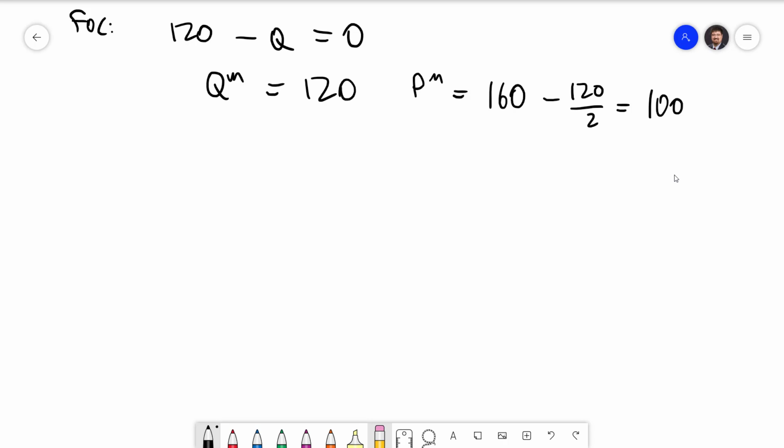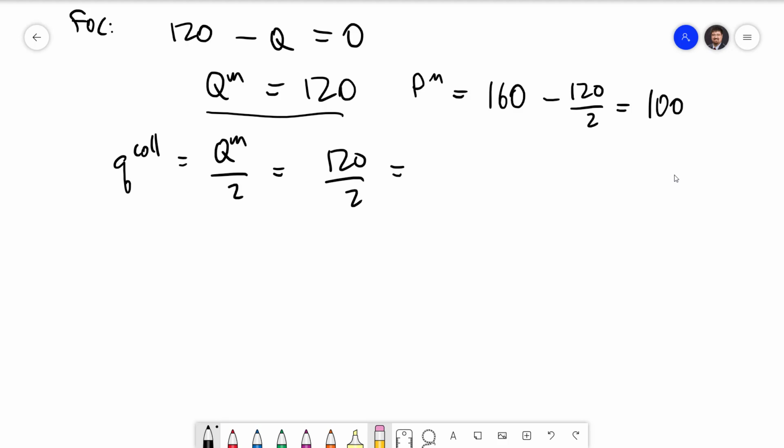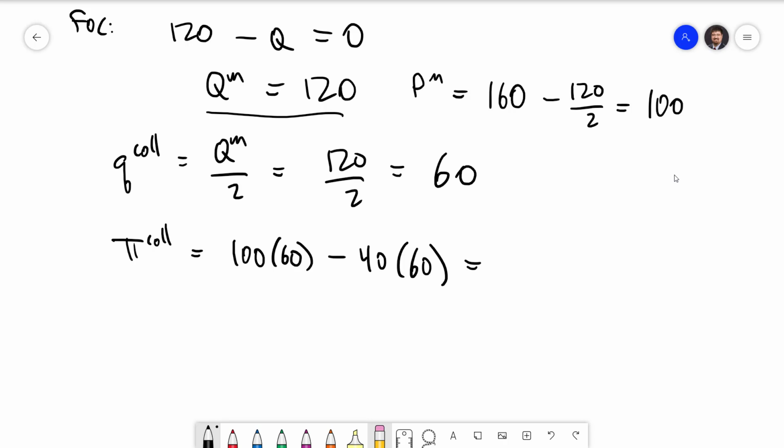Of course, this is not actually a monopoly. It's two separate firms that are acting together as if they were a monopoly, so they're going to split this 120 in half. And so that's going to give us little q collude equals qm over 2, which in this case is 120 over 2, or 60. The profit that each firm makes from colluding is going to be total revenue of 100 times 60, minus a total cost of 40 times 60, which is going to come out to 3,600. That is the first piece of information that we needed.